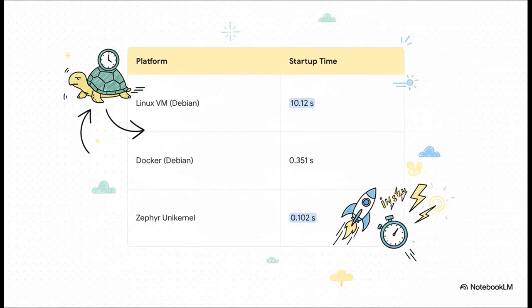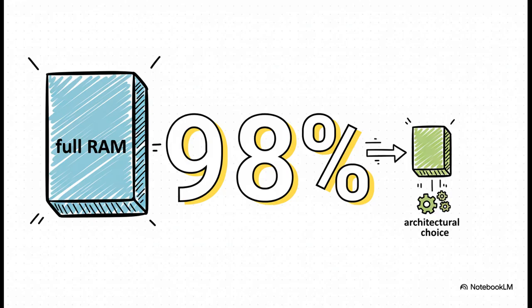Startup time. Over 10 seconds for the virtual machine to get going, a third of a second for Docker, which is pretty fast. But the unikernel, 1/10 of a second. It's practically instant. This makes it perfect for situations where you need to spin services up and down on a dime. So let's just let that sink in for a second. We are talking about a 98% reduction in RAM usage compared to a full virtual machine. That is just a massive, massive gain in efficiency. And it's all thanks to one single architectural choice.